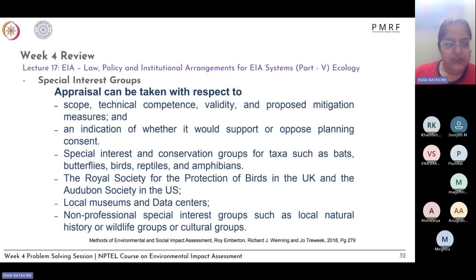And then we also have some non-professional special interest groups such as local natural history or wildlife groups or cultural groups, which also develop an interest towards a new project coming up and how it's going to affect the environment or topics or areas which are close to their heart. So these groups, their inclination, first of all, towards whether they're going to support or oppose these activities, and what sort of mitigation measures and remarks can be addressed in the proposal such that they are in favor of the development and their interests are basically not harmed by your development project. So we also looked up at special interest groups.